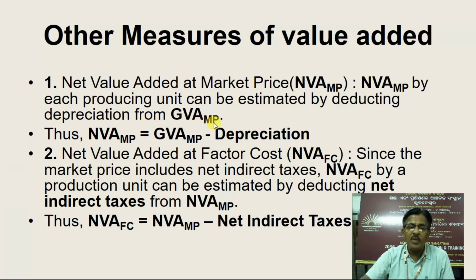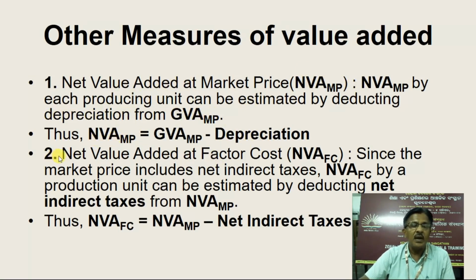You might have remembered in the related aggregates concepts, gross value added at market price, that means from gross if we deduct the depreciation we get the net. So GVAMP minus depreciation is equal to NVAMP.